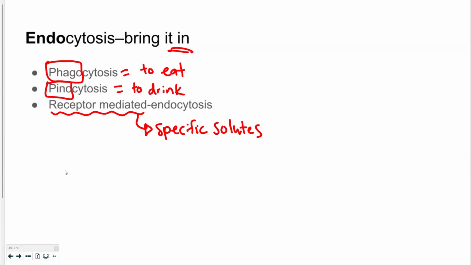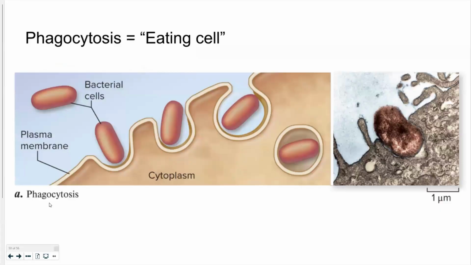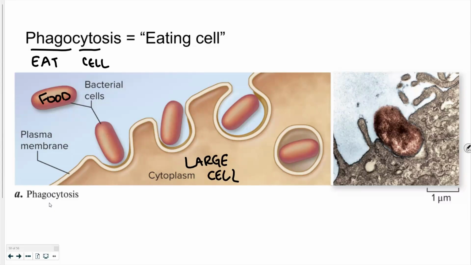All right, let's do it. Okay, so phagocytosis. Phago, eat. Cyto, cell. So this is our cell eating. What we're gonna do is have our large cell that is going to encounter some kind of food particle. This could be a bacterial cell. It could be just an organic molecule. It could be any number of things.